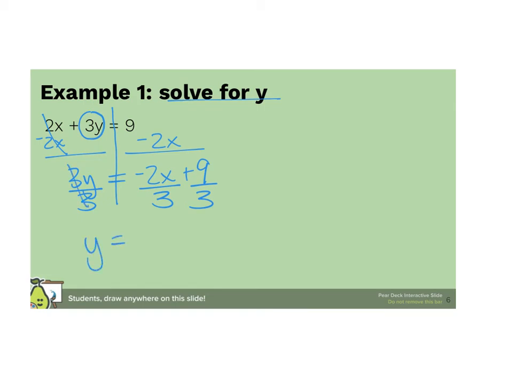I'm going to separate my fraction from my x. So I have negative 2/3 x. And then 9 divided by 3 is just 3. And it is positive. So this is my final answer. I got the y by itself.